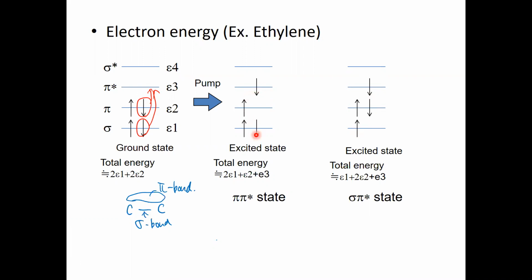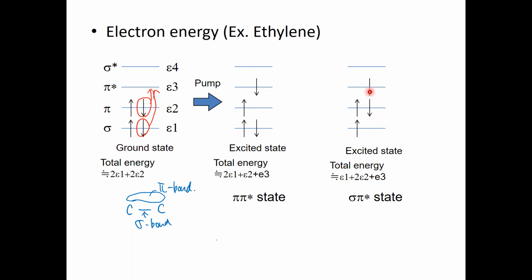Let's think about the total energy. In this case, two electrons are still in the sigma bond, so 2 times epsilon 1, and one is epsilon 2, and one is epsilon 3. So in total, 2 times epsilon 1 plus epsilon 2 plus epsilon 3. On the other hand, if this electron is excited, the total energy is epsilon 1 plus 2 times epsilon 2 plus epsilon 3.